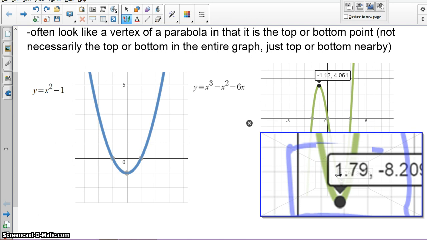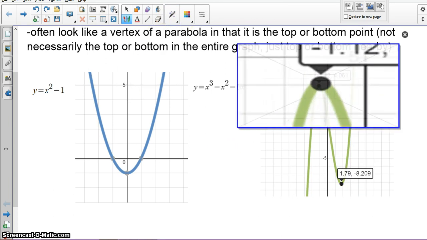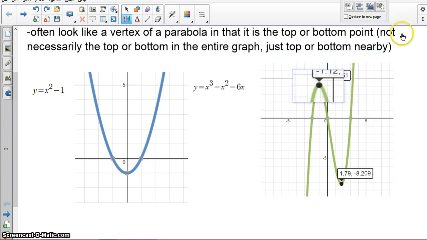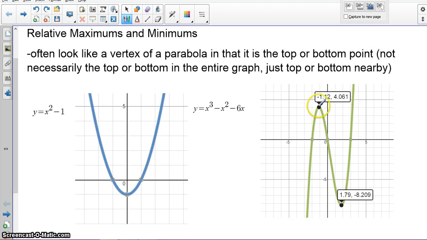It's not really truly the top or bottom point overall, but if you only zoom in and look at a little bit, it looks like it. You can zoom in close enough and see, oh yeah, it looks like the biggest point. Not really, because if you look, there's stuff over here that's larger. I'm talking about the y values here. Anyway, it's called a local max or min sometimes. So this is a relative max here. This is a relative min here.